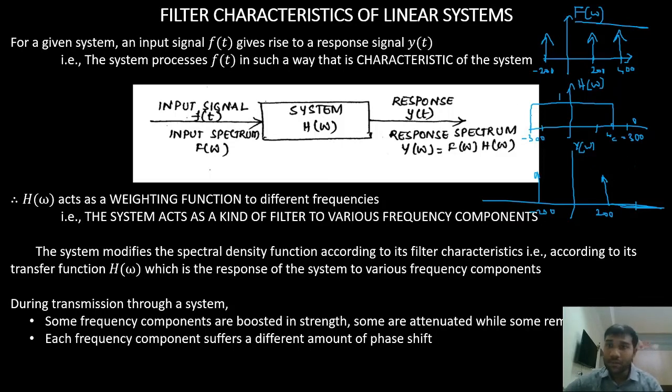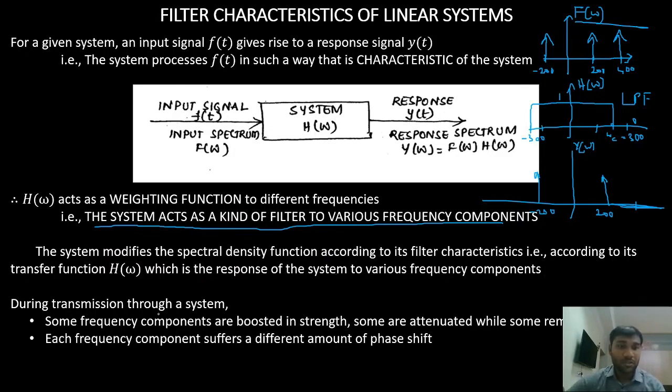So this is the low pass filter. This system acts as a kind of filter to various frequency components. If you look at this, this acts as a filter to frequency components greater than 300. So all these components greater than 300 are filtered out, and other components are passed to the output. That is what this statement here tells us. The system modifies the spectral density function according to its filter characteristics, that is, according to the transfer function h of omega, which is the response of the system to various frequency components. The same thing we have discussed now.